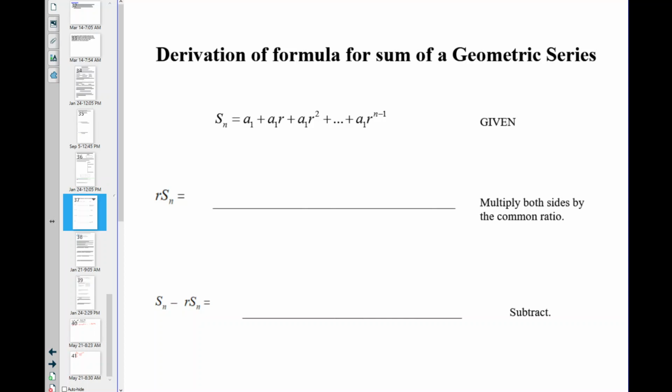I gave you this extra sheet. This page kind of shows up in your packet. I thought it was a little bit confusing to follow in the packet. Plus, it was a little bit smaller, so I just made my own sheet.